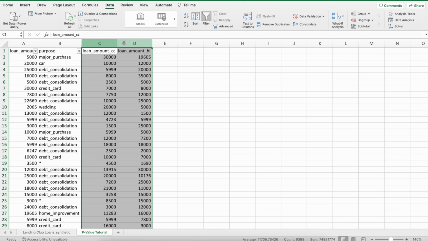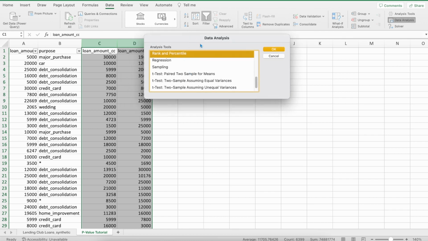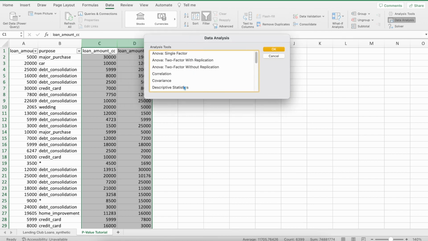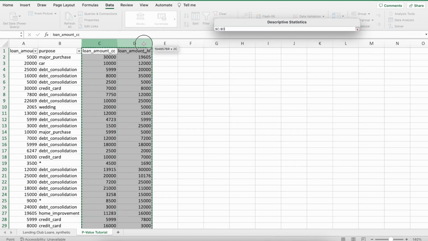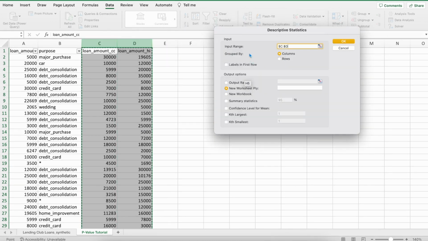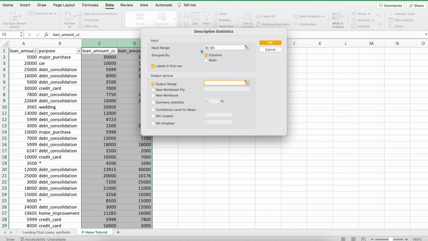So we'll just highlight these two columns. Done this lots before. Click on data, click on data analysis. This pop-up will come up and we'll go and find descriptive statistics. Click OK. Our input range is just C and D, and group by columns, because we're not going horizontal, we're going downwards. That's why it's columns, and we have labels in the first row, so we'll click that option. And then we have output range.